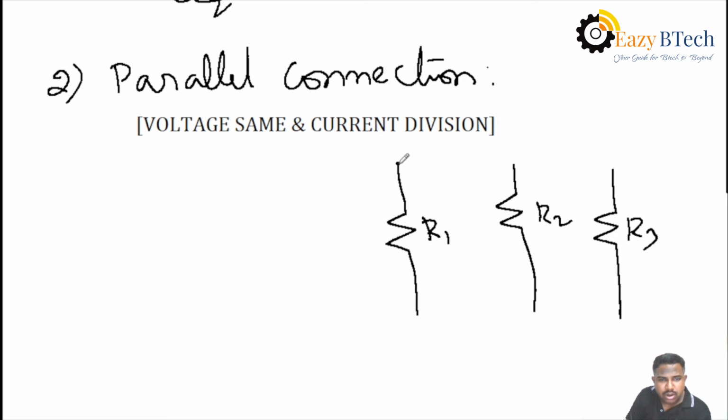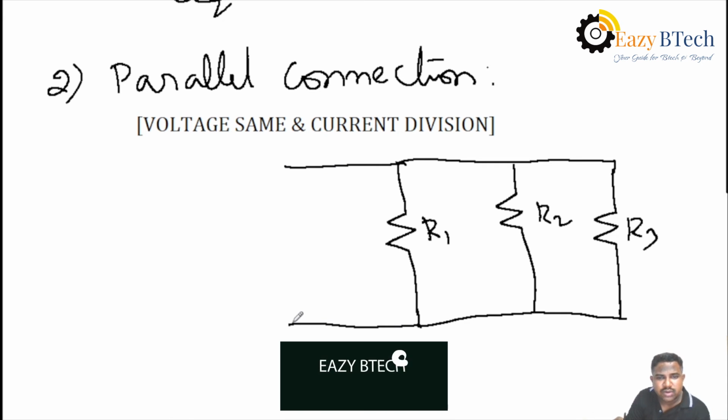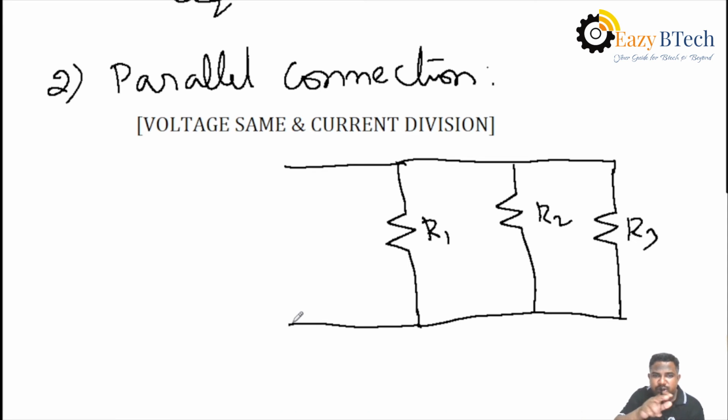All first ending points of the elements are joined together. Similarly, the second ending points of the elements are joined together. Then that connection is called parallel connection. That means R1, R2, R3 are all connected between the same nodes. The upper node is the same and the lower node is the same. Across the same nodes, three elements are joined. That connection is called parallel connection. Across that point, you find the equivalent resistance.